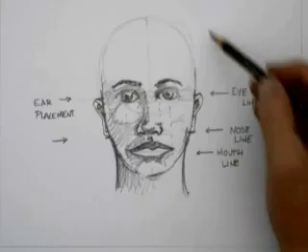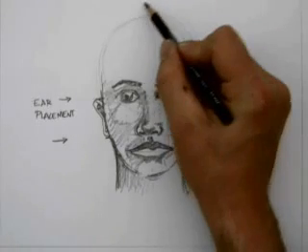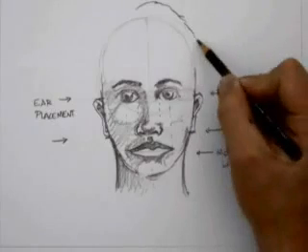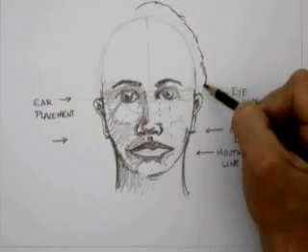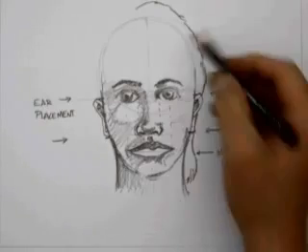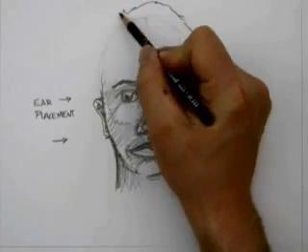Alright, now with the hair, your hair actually comes off of your head a little bit. So one mistake a lot of students make is they draw the hair right directly on top of the head, and it actually comes off. So we're going to start making an outline of the outside part of the hair, and we're going to come off the head a little bit.